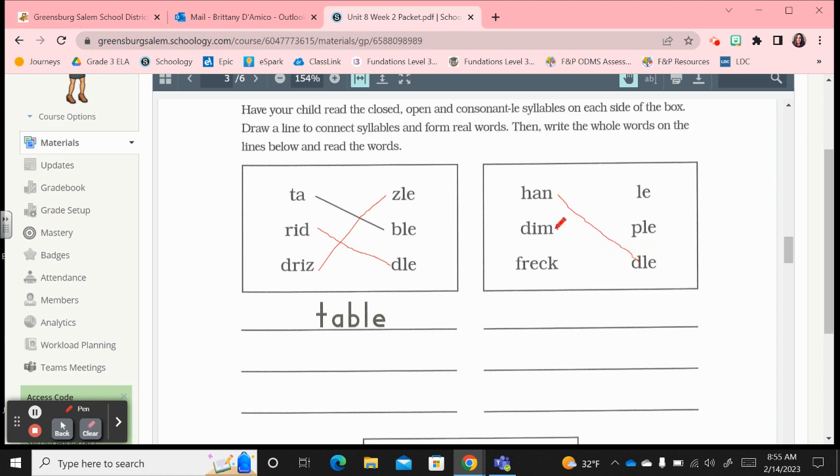Dimple. Some people have dimples when they smile. They're like little indentations in their cheeks. And here we have freckle. Okay, so handle, dimple, freckle. Awesome. We're going to clear that.